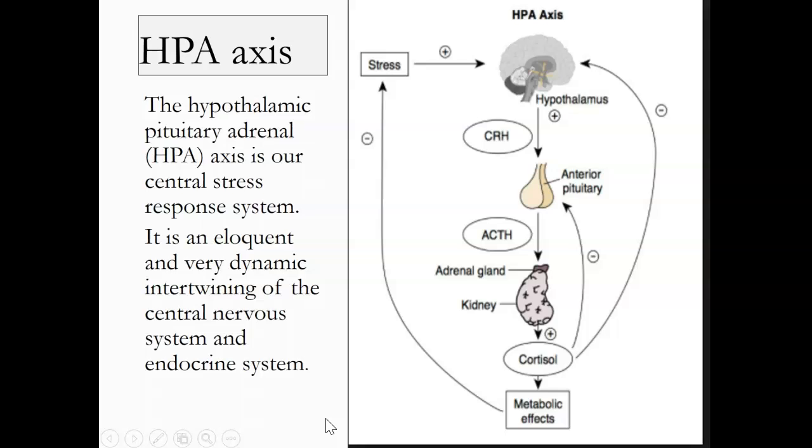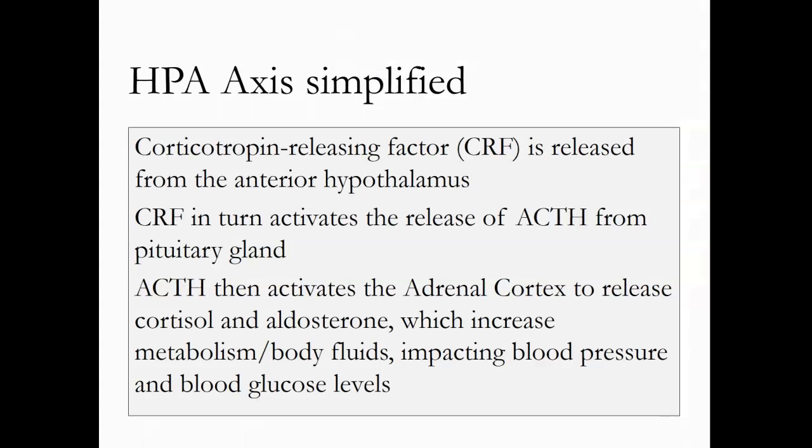The HPA axis is our central stress response system. It's an elegant, very dynamic system, intertwining the central nervous system and the endocrine system. Kind of simplifying it, corticotropin releasing factor is released from the anterior hypothalamus. CRF in turn activates the release of ACTH from the pituitary gland. ACTH then activates the adrenal cortex to release cortisol and aldosterone, which increases metabolism, body fluids, blood pressure, blood glucose levels. That's a key thing, blood glucose levels, blood sugar levels.